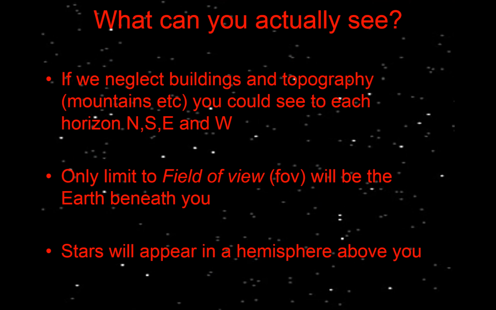So let's discuss what you can actually see when you go out and look at the night sky. I do realize that in most cases, when you go outside, you have mountains and trees and buildings and all sorts of things getting in the way. But for the moment, we'll ignore those things. So if we neglect buildings and the topography, you should be able to see all the way to the north, south, east and west. Pretend you're on a boat in the middle of the ocean with nothing to obstruct you. The only limit to your field of view will be the Earth beneath you. That means the stars will appear in a semicircular hemisphere all the way above you.